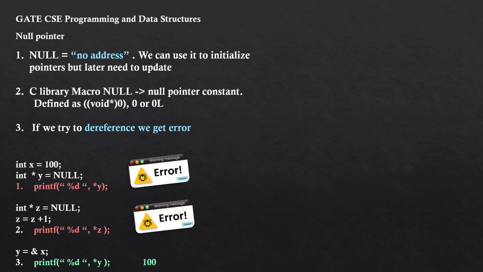Overview of what we learned. NULL means no address. We can use it to initialize pointers, but we later need to update. C library macro NULL: when we talk about NULL, it is actually a macro. It refers to the null pointer constant, and it is defined as (void *)0.